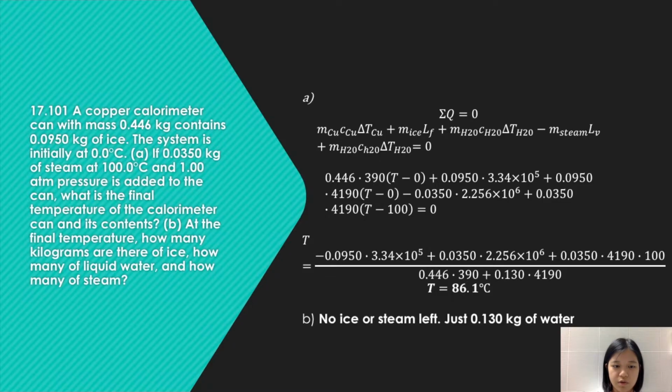So to answer the second question, at the final temperature, there will be no steam or ice left since they are at the freezing point and boiling point respectively. You'll just be left with 0.13 kilograms of water.